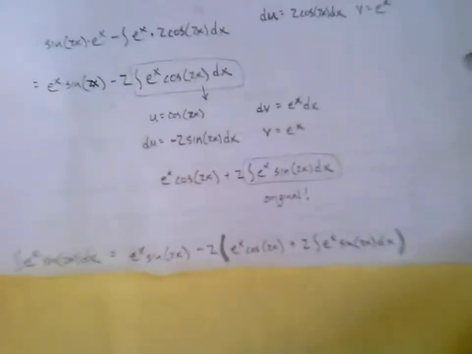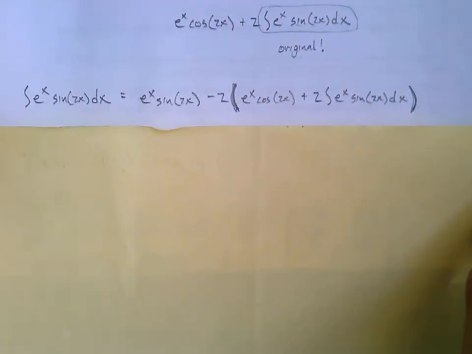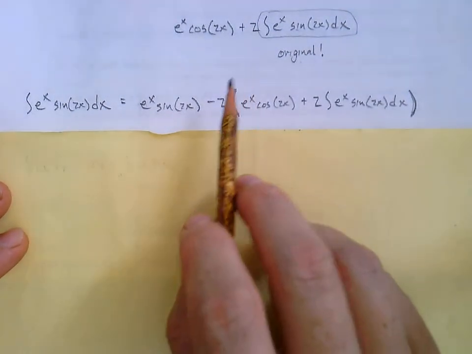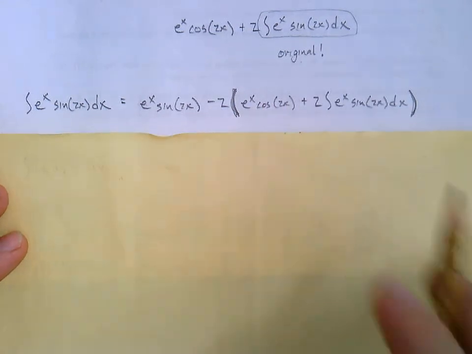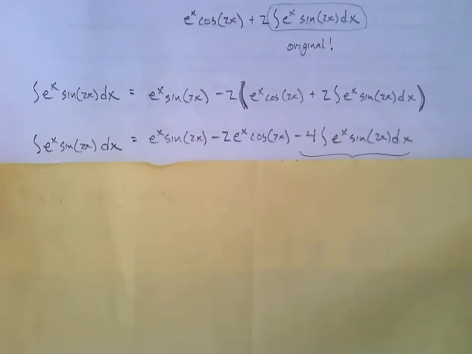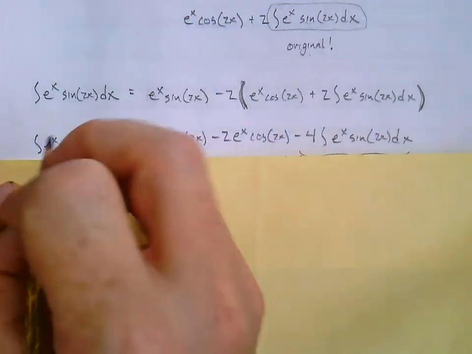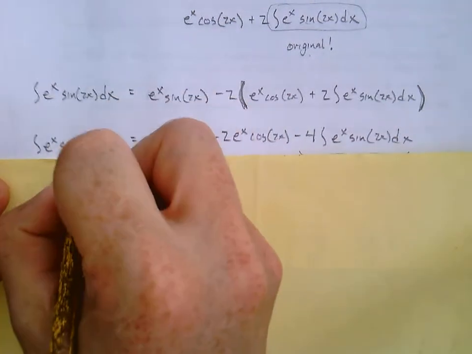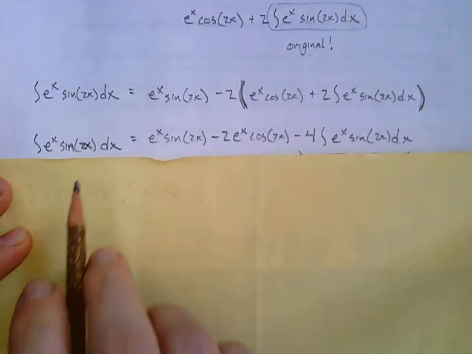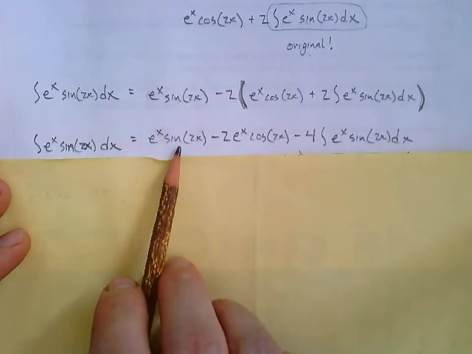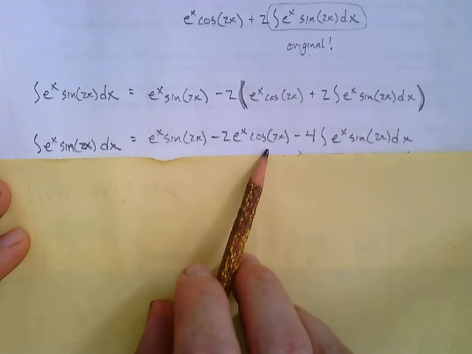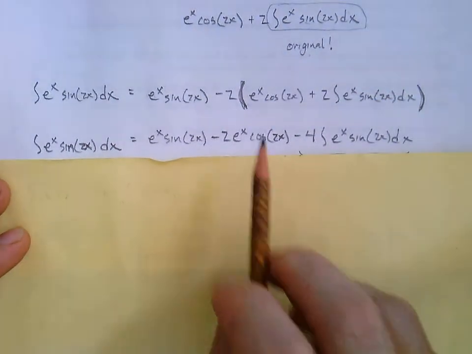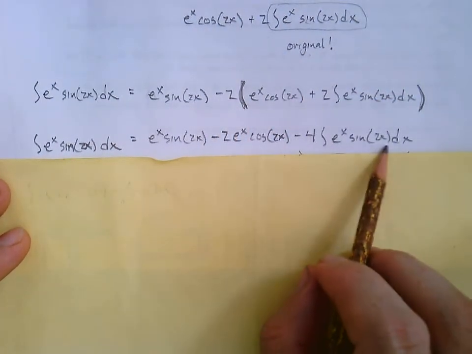Okay, let's pull this up now. Here's what we're going to do. We're going to distribute this negative 2. Okay, so here's the left side. Integral e to the x sine 2x dx. That's our left side. We've got that part minus 2 times e to the x cosine 2x. Sorry, some of my writing is very light. And then we've got minus 4 times that original integral.